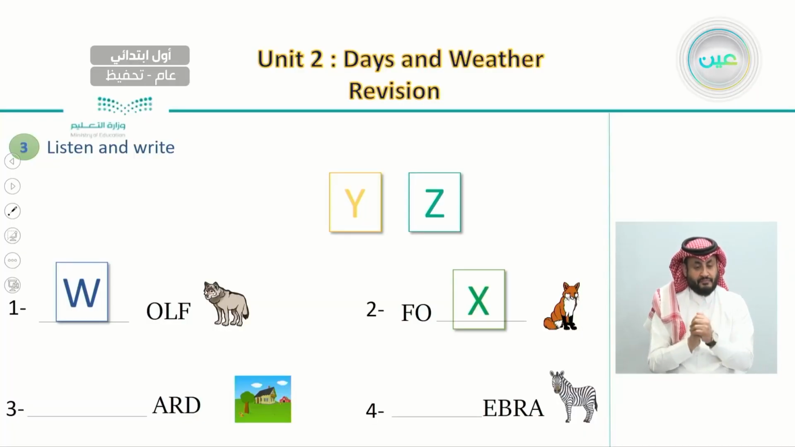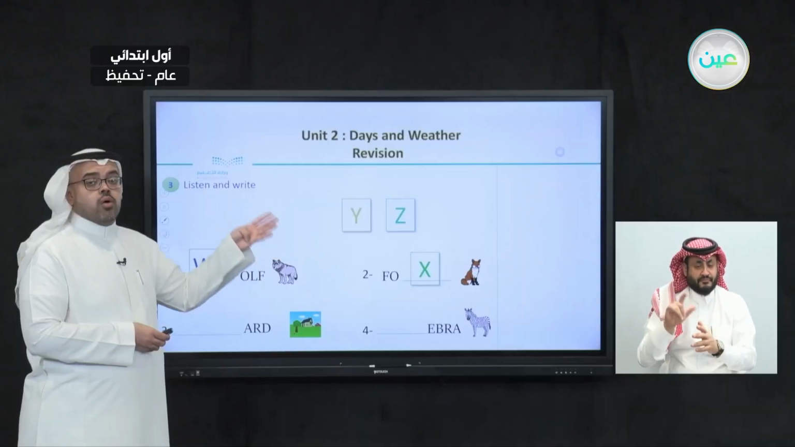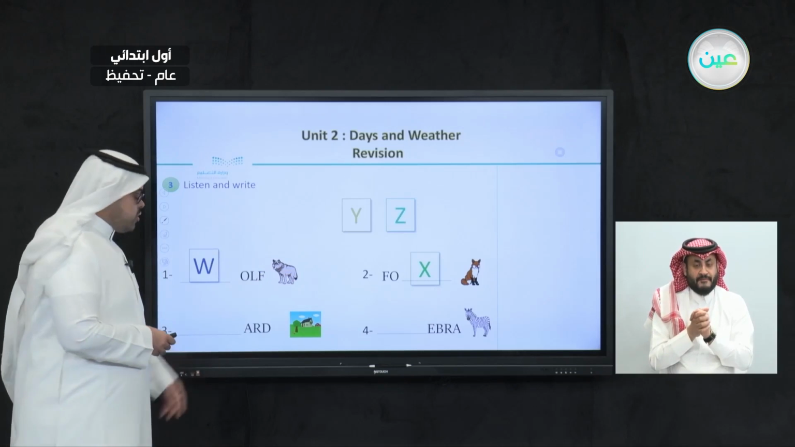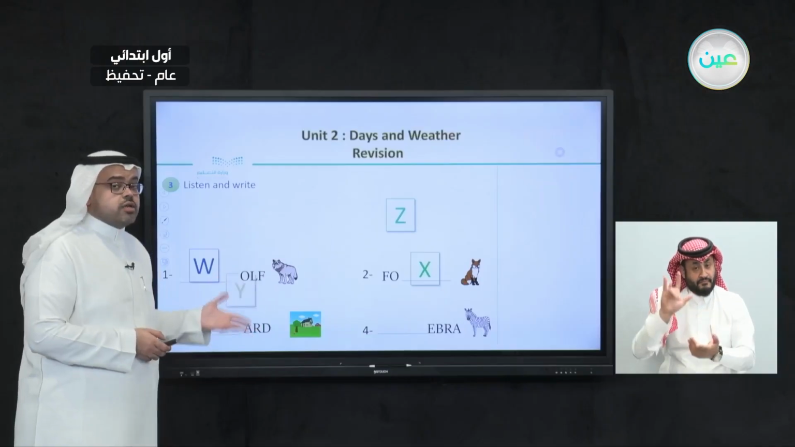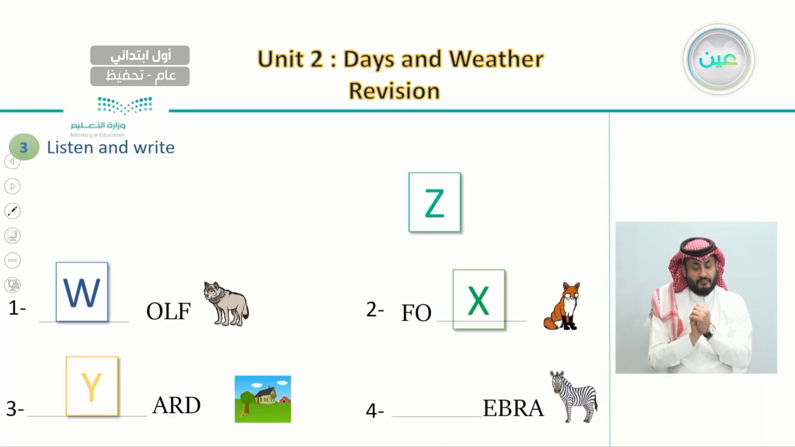Now let us move on to the third one and listen to this word so we can know what we should fill it in with. Is it with letter Y or letter Z? So let's listen to number 3. Number 3, the word is yard. Number 3 is yard. So the word yard, what should we fill in the word yard with? Is it with letter Y or Z? Of course, we should fill it in with letter Y. Yard.